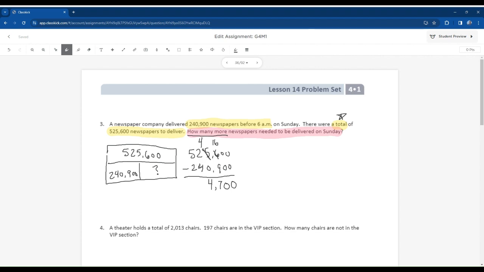Here I need to regroup in my 10,000s place because 4 on the bottom is greater than the 2 on top. So we're going to go over to the next largest place value, my 100,000s, and regroup 1 of the 100,000s for 10 more 10,000s, which makes 12. 12 minus 4 is 8. And 4 minus 2 is 2. So they still need to deliver 284,700 papers.